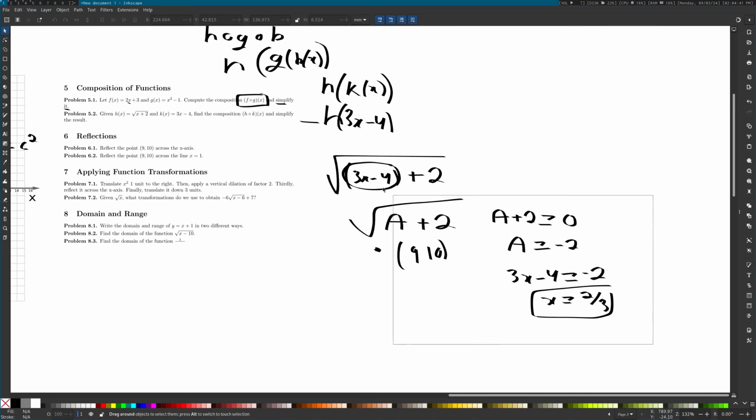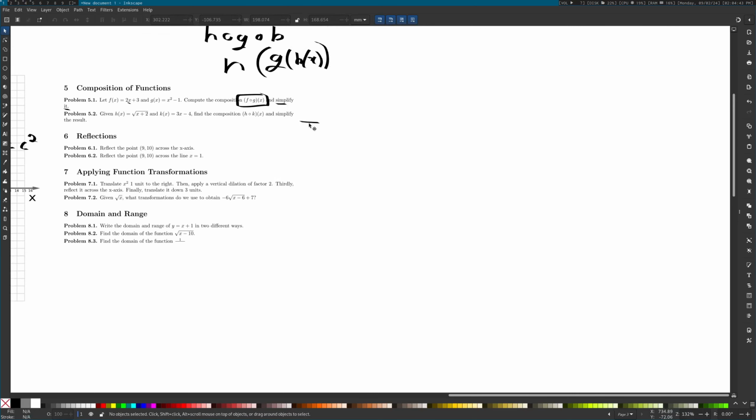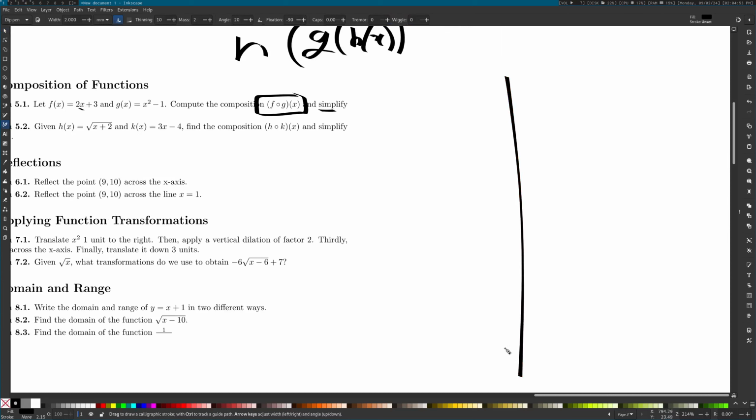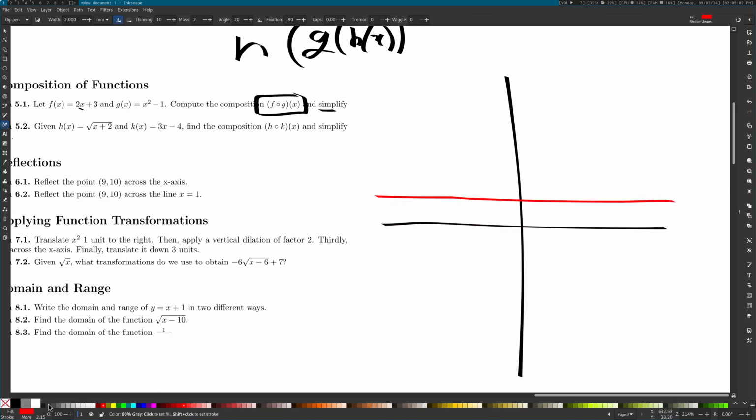I haven't seen the tests because I don't write the tests, but I have a feeling there might be a curveball question like this. Reflect the point (9, 10) across the line x equals 1. And you need the distance from x equals 1. Yeah. Hmm, so it would be -7.